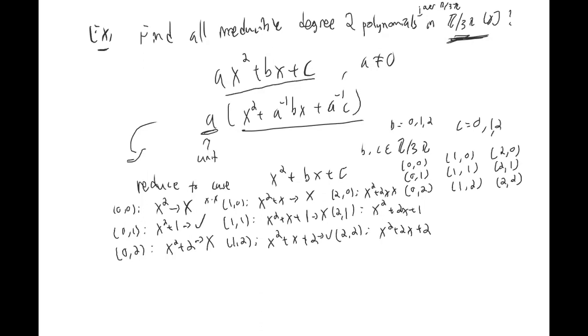So 1 is fine here. 2 is not fine, because 2 squared is 4, so 4 plus 4 plus 1, that's 0. And then here 0 is fine, 1 is fine. It seems that this is fine. So really our only irreducibles are x squared plus 1, x squared plus x plus 2, and x squared plus 2x plus 2.